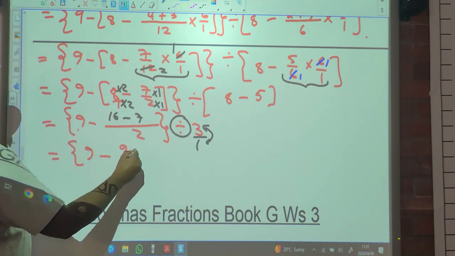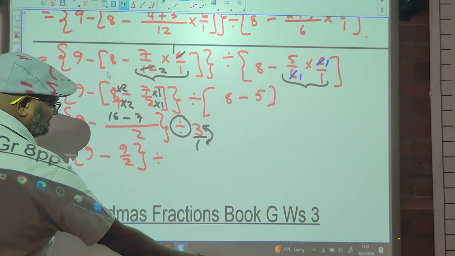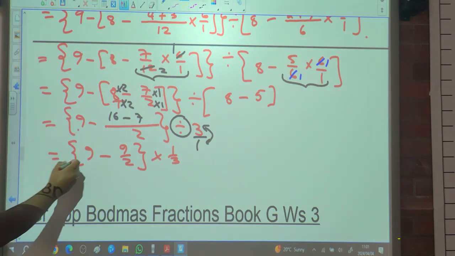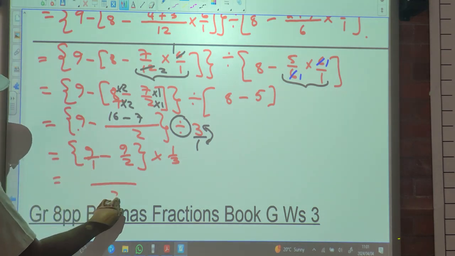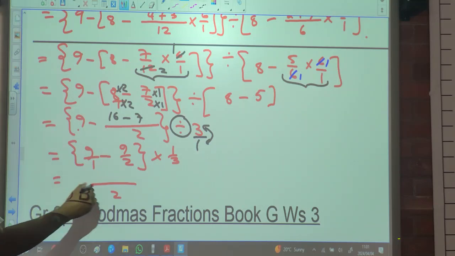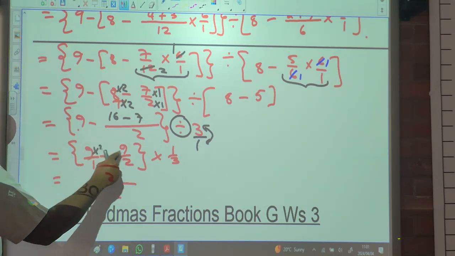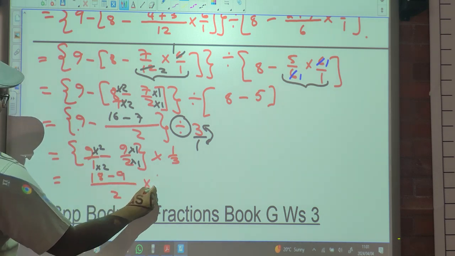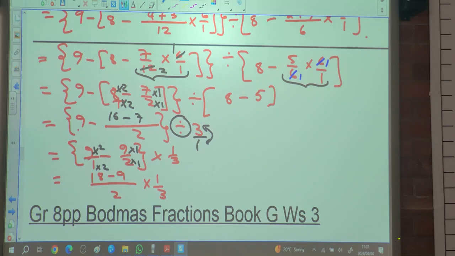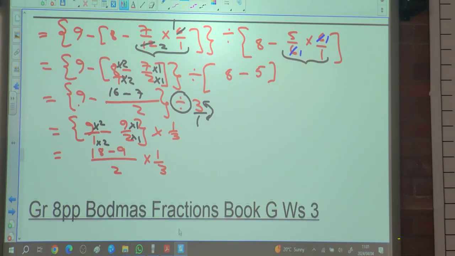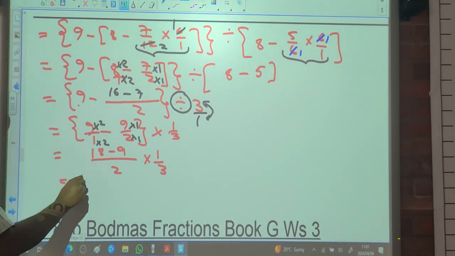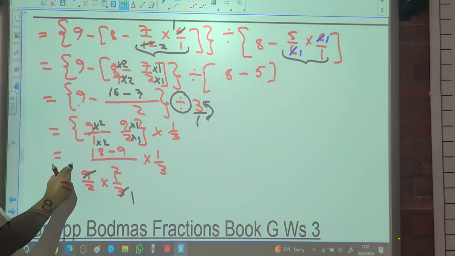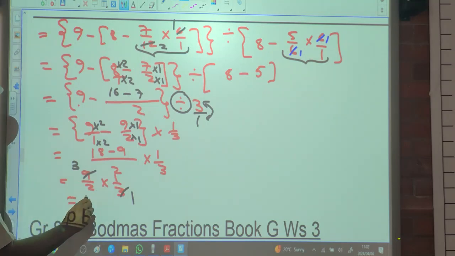9 over 2, which must be multiplied by 1 over 3. What's your LCM here? 2. So we'll multiply this by 2 and this by 1. So it's going to be 18 minus 9 multiplied by 1 over 3. What's 18 minus 9? 9. So it's going to be 9 over 2 multiplied by 1 over 3. 3 goes into 3 once, 3 goes into 9 three times. The answer is 3 over 2.